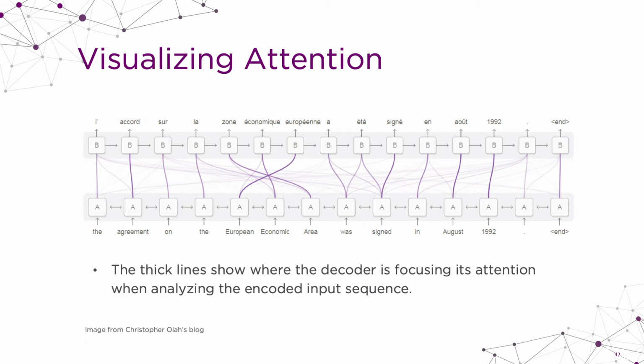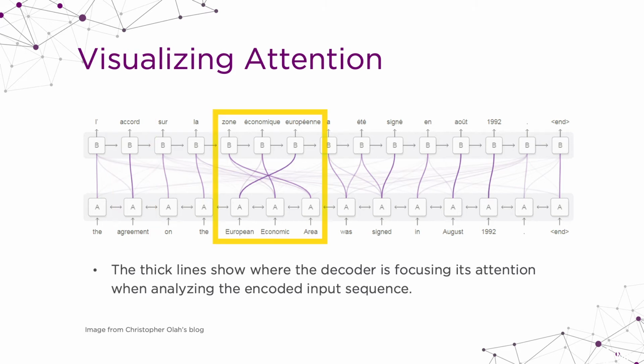So you see kind of the easy case at the beginning, like when we are trying to produce this article here, the attention is mostly looking at the corresponding article in the input. So this is kind of the easy case. And the same thing happens here with agreement, and so on.